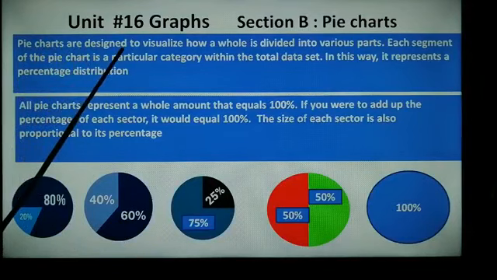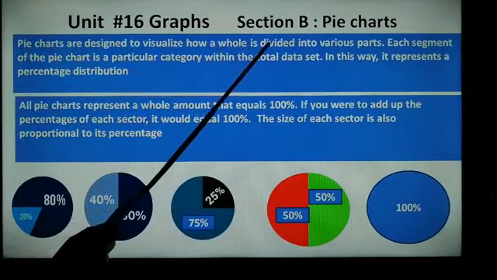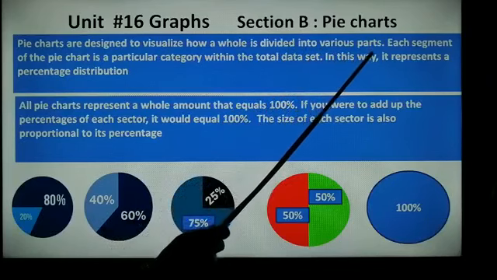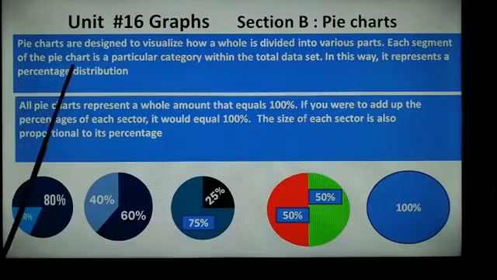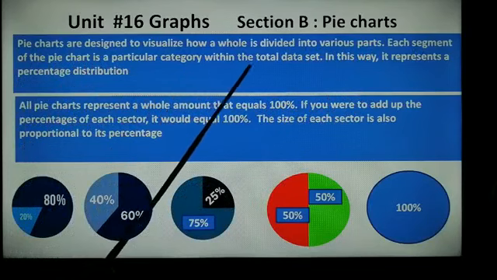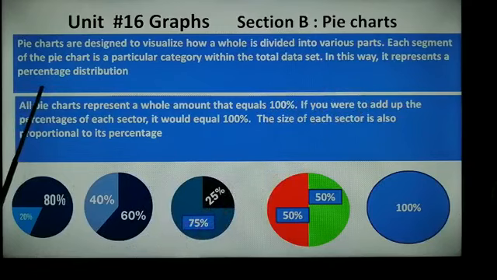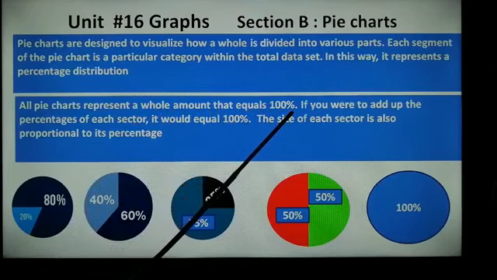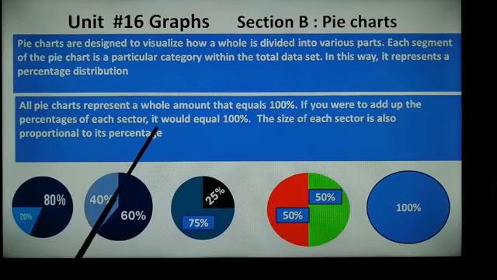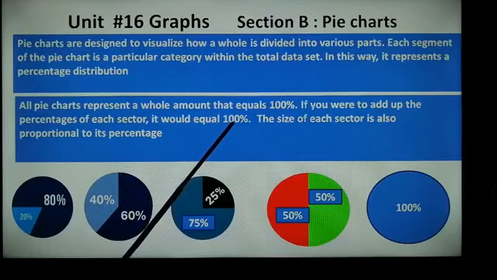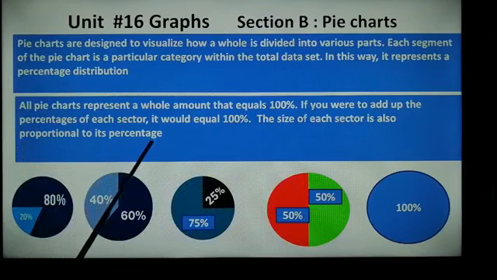Pie charts are designed to visualize how a whole is divided into various parts. Each segment of the pie chart is a particular category within the total data set. In this way, it represents a percentage distribution. All pie charts represent a whole amount that equals 100%. If you add up the percentage of each sector, it would equal 100%. The size of each sector is also proportional to its percentage.